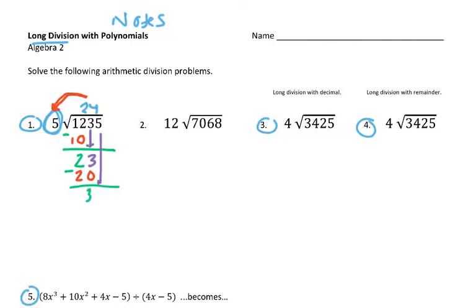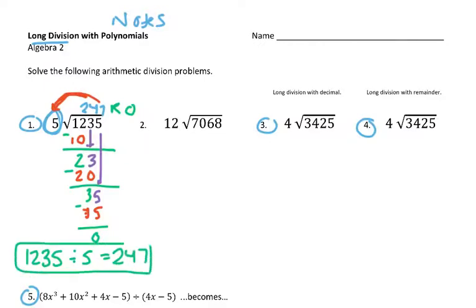Bring our next number down. We get a 5. Now we're asking how many 5s go into 35. Well, that's going to be 7. And 7 times 5 is going to make 35. And 35, when you subtract, makes 0. And so we technically have this remainder 0. But of course, really the idea was 1,235 divided by 5 is going to equal 247. So I will let you do this next one in your homework. So we'll move on to this one.